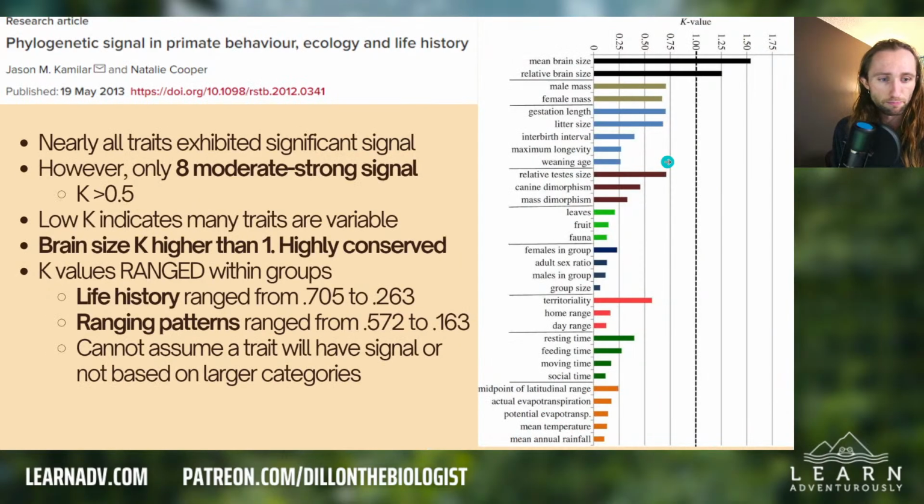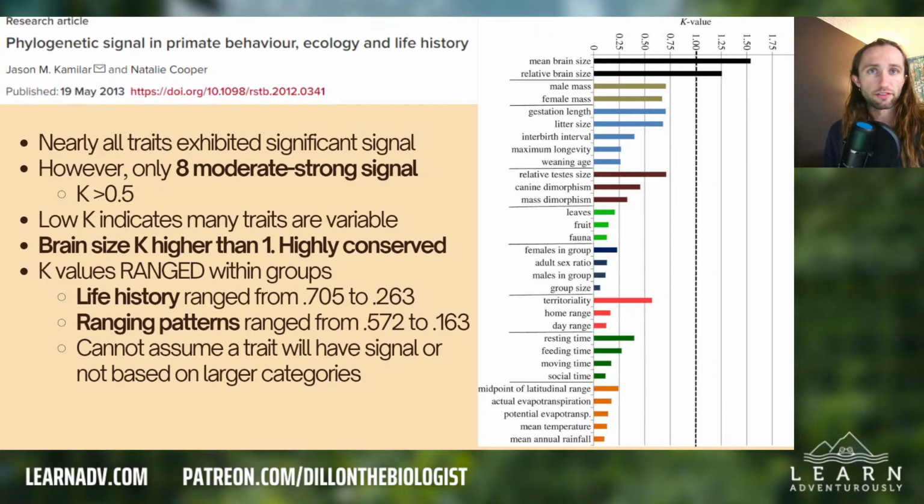So, what are the results? They found that nearly all of the traits exhibited significant signal. So almost everything had some degree of signal. All of them were significantly different from 0. But only 8 of them had a moderate to strong signal. So these are traits like mean brain size, relative brain size, mass of the individuals, gestation length, okay? So only 8 of the 31 variables actually exhibited very strong signal. In fact, most of them were much lower.